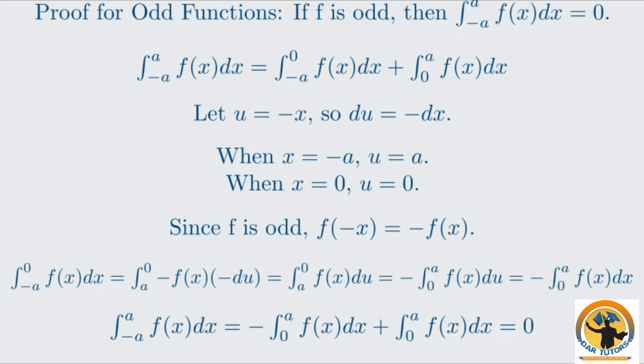A similar proof can be constructed for even functions, showing that the integral from negative a to a is twice the integral from 0 to a. These properties are very useful for simplifying integrals over symmetric intervals. Next, we'll tackle a powerful technique for evaluating integrals.